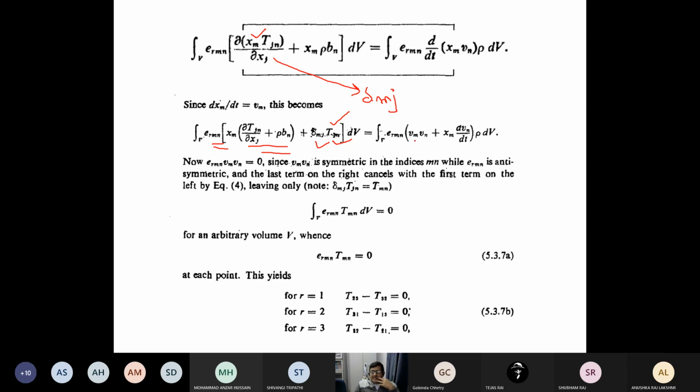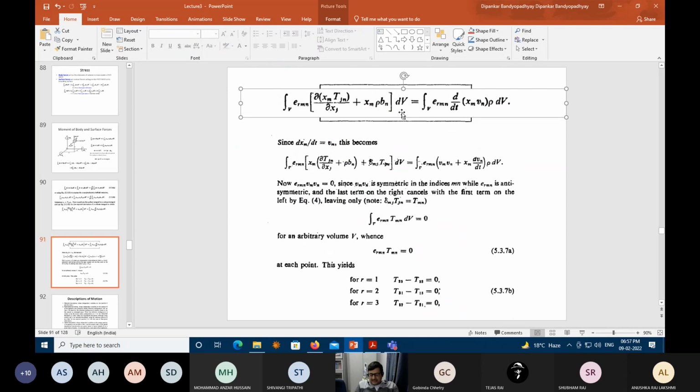Let us look at the right hand side. ε_rmn. What is d/dt of x_m? V_m. So you can see V_m, one term, when you are leaving this V_n outside. And then you have x_m dV_n/dt ρ. Okay? So all terms are clarified here, right? Any confusion?